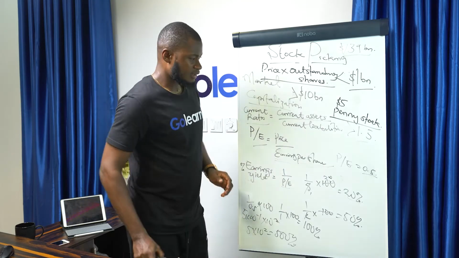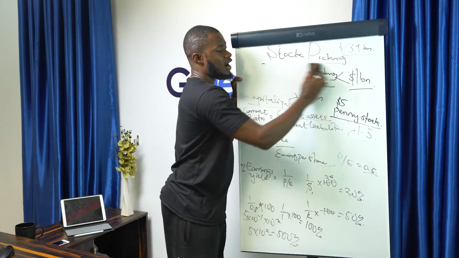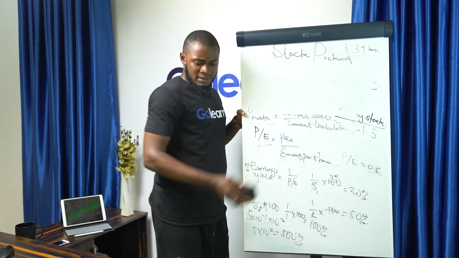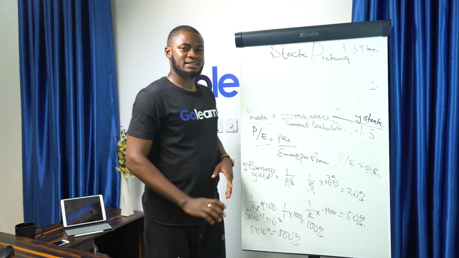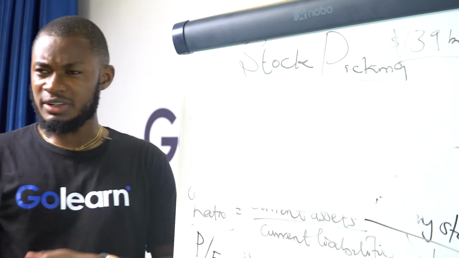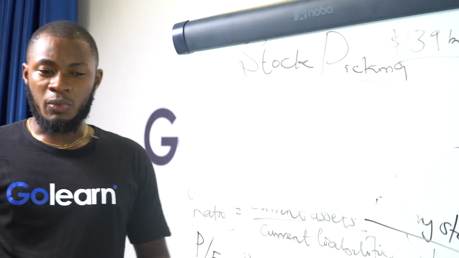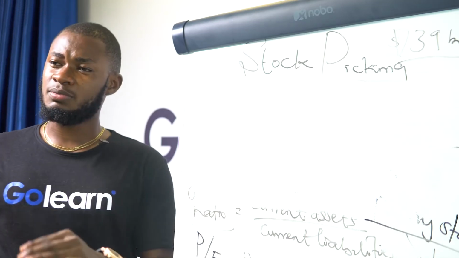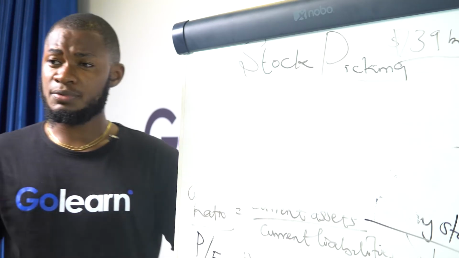Now, I said throughout our lecture, I'm going to be giving you paradigm shifts. When anything is popular, as a smart investor, you avoid it. When anything is popular, you don't go to it. You look for the less popular ones. Now, there's something that happens in price.